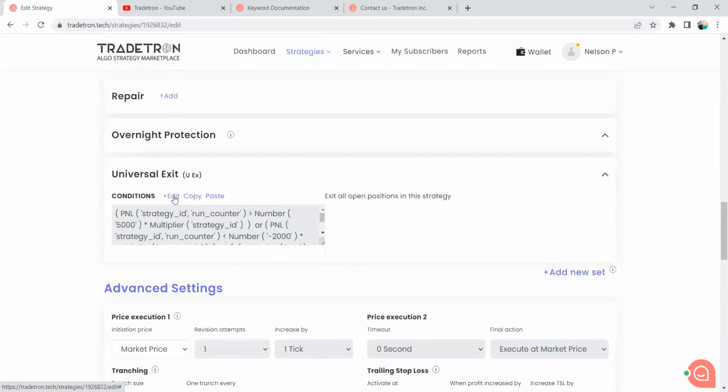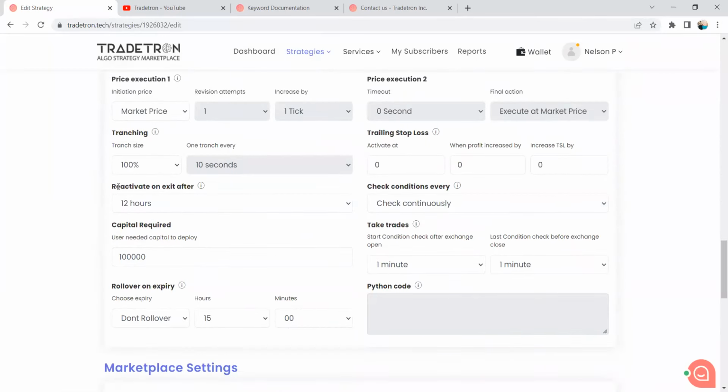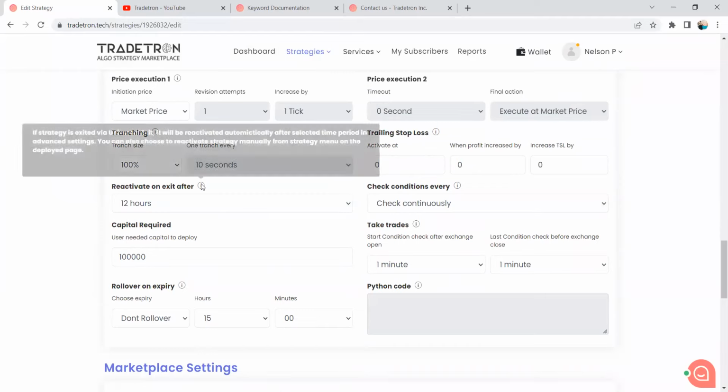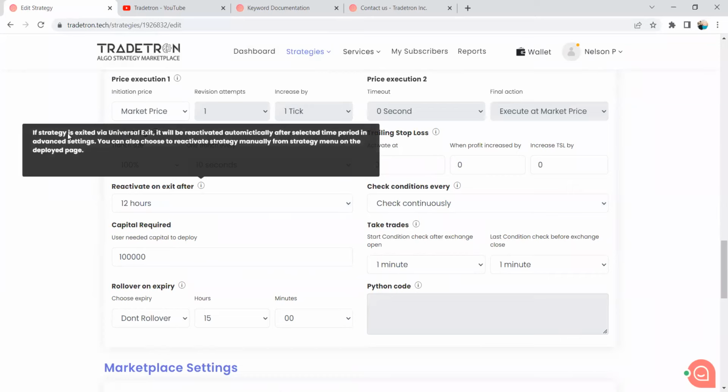So it's important to note this reactivate on exit after setting, right? This is the setting that is available in advanced settings. So over here, it means that if the strategy is exited via universal exit, it will be reactivated automatically after the selected time period in advanced settings. You can also choose to reactivate the strategy manually from the strategy menu on the deployed page.